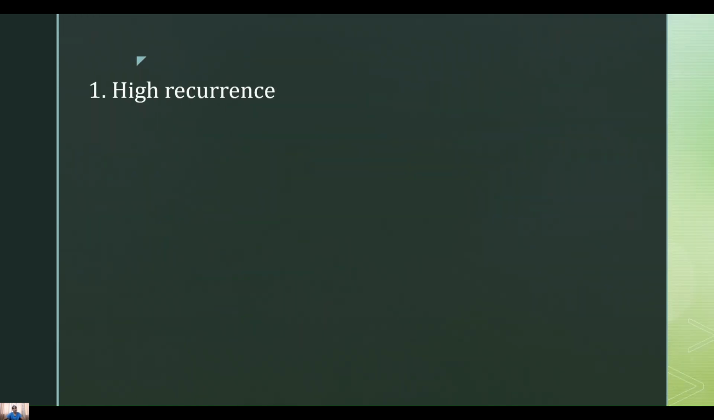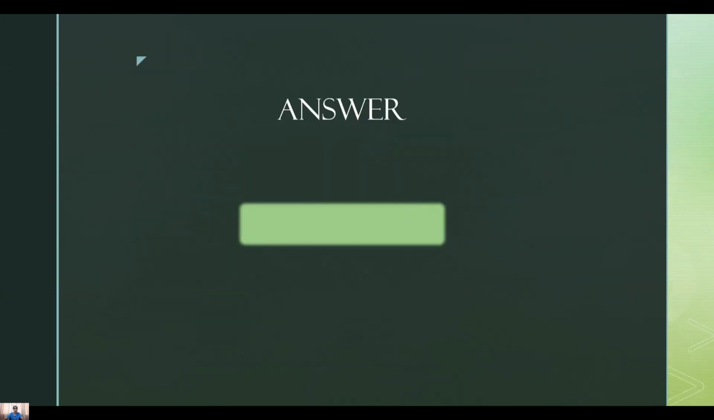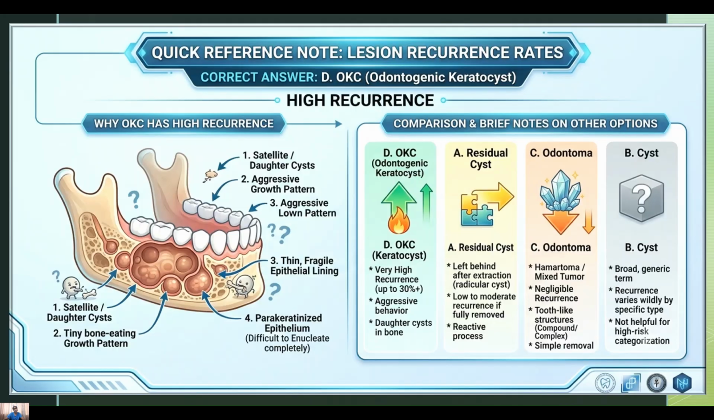Alright, starting off with question number 1. Which of the following has a high recurrence rate? A. Residual cyst. B. Cyst. C. Odontoma. D. OKC. The correct answer is D. OKC. So let's look at a quick breakdown of why D is the right choice.